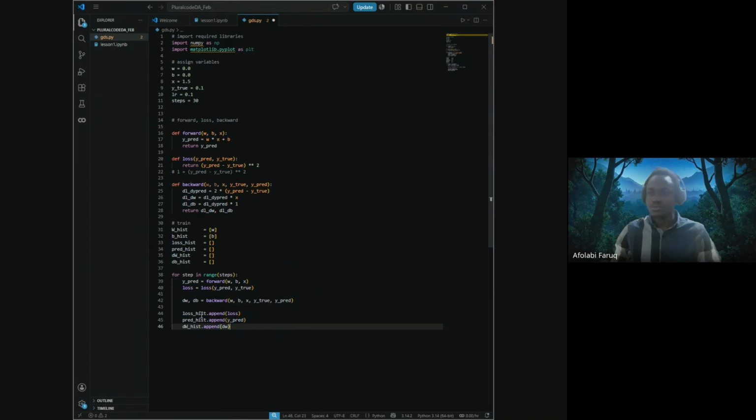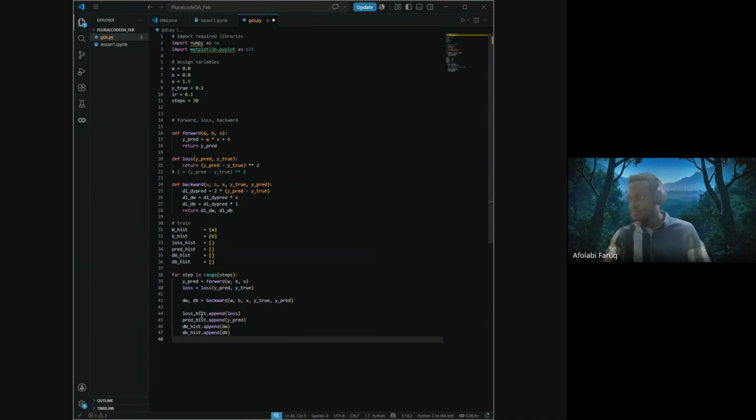dW, and then dB_est dot append dB. So that is that.